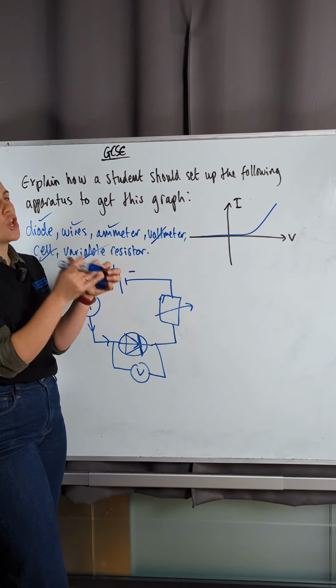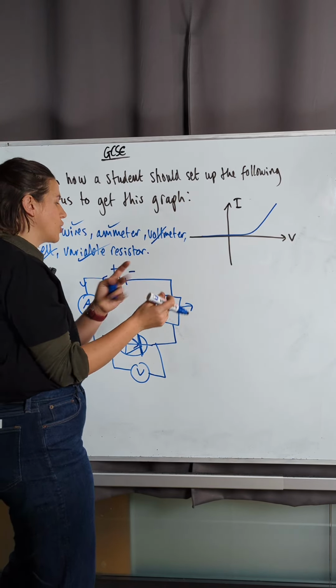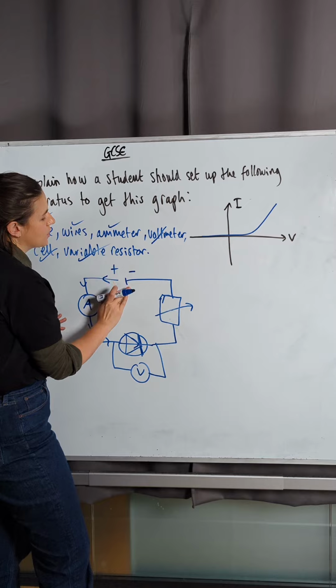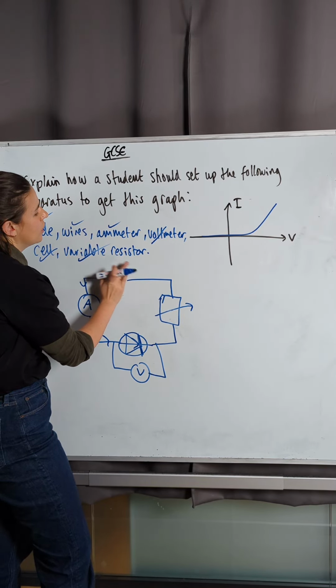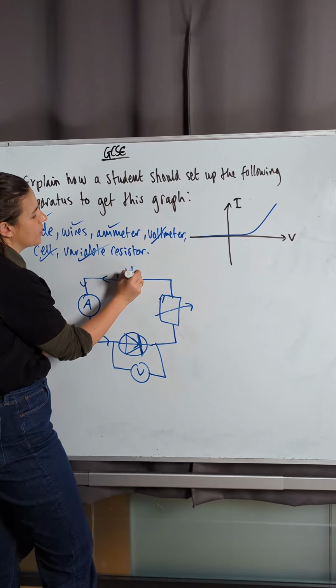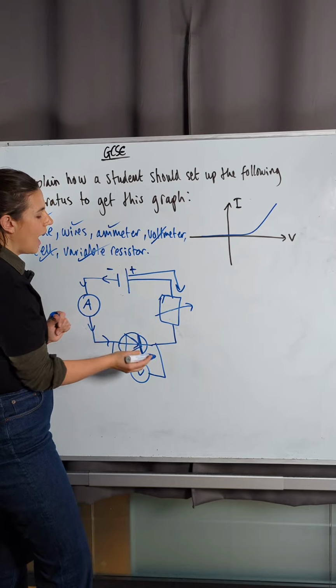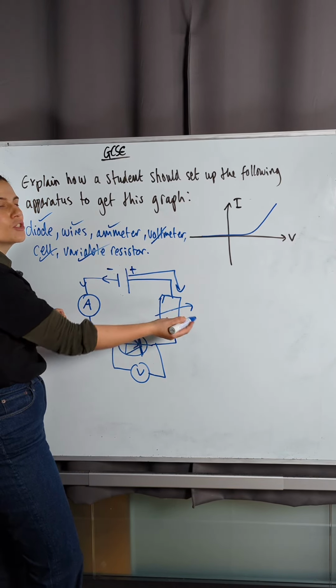So what I need to do is I need to get recordings from when the current is flowing in the opposite direction. So what I'll do there is I'll simply take my cell, turn it around, so I've got positive now on the other side, negative on the other, current will now flow that way and will hopefully be stopped by my diode.